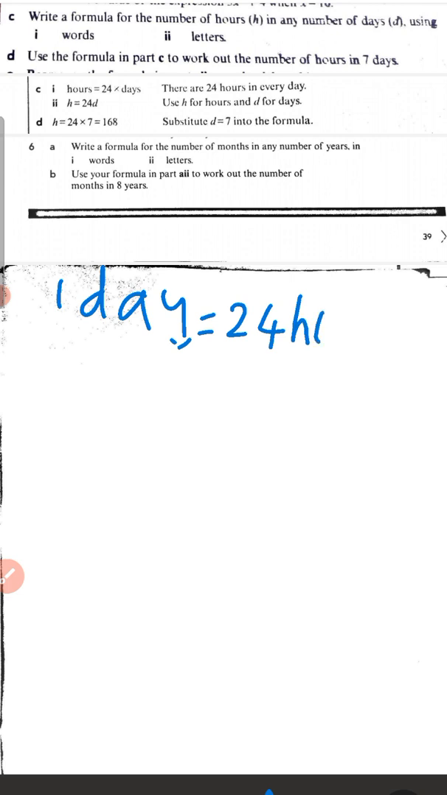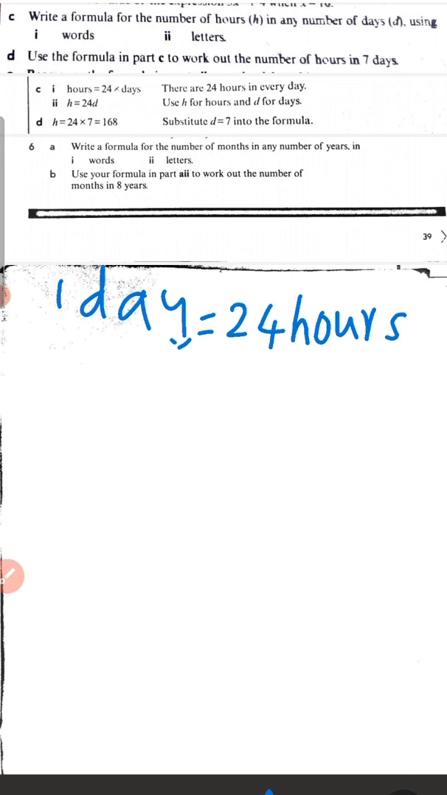Our first question is, write a formula for the number of hours in any number of days using words and letters. Okay, so first find the relationship between a day and hours. You already learned that one day is equal to 24 hours. There are 24 hours in a day. Okay. First we have to write the formula in words.